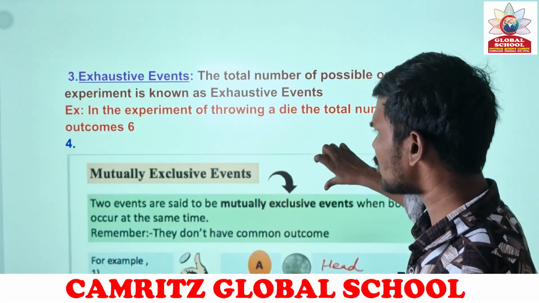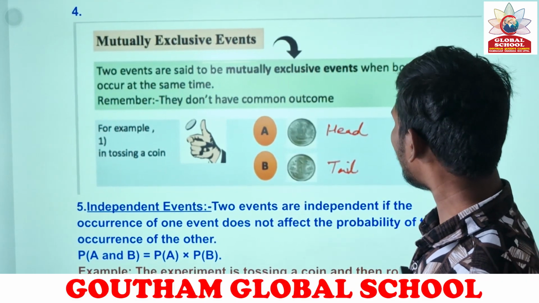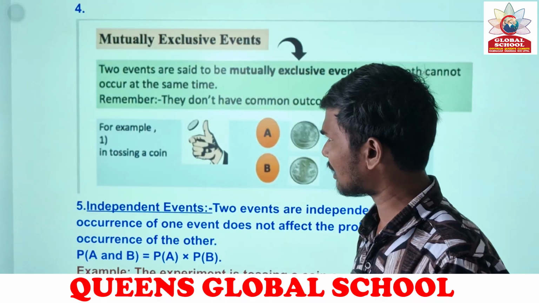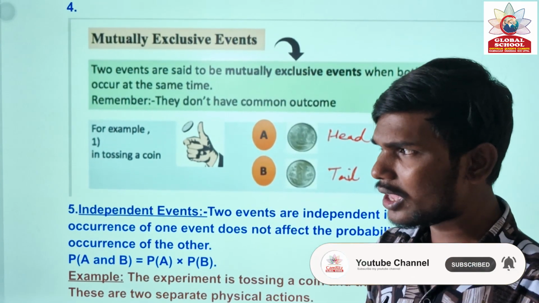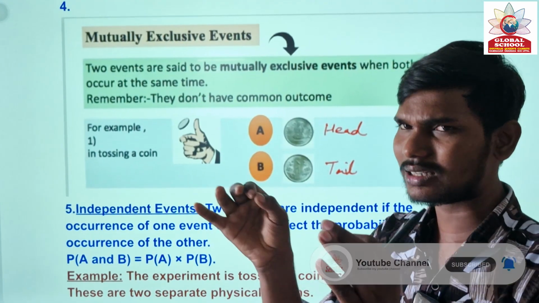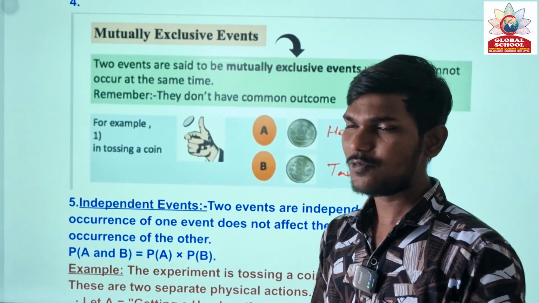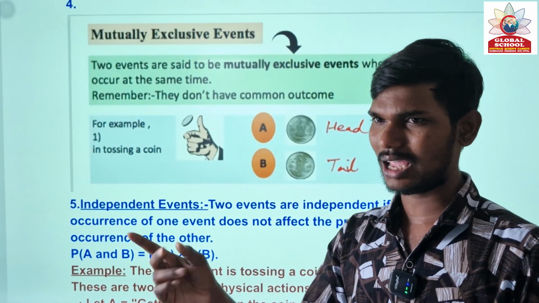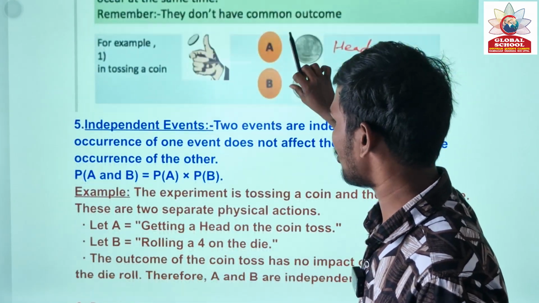Okay, next, mutually exclusive events. Two events are said to be mutually exclusive when both cannot occur at the same time. If two events are mutually exclusive, they do not occur at a time. If a coin is tossed once, we can get either head or tail, not both at a time. So it is a mutually exclusive event.